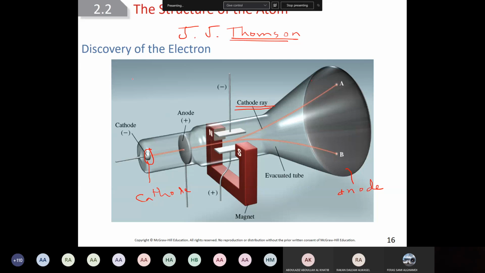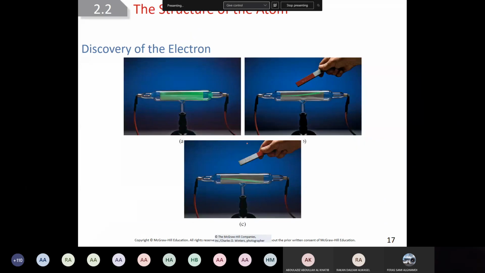So, you know what's the meaning of evacuated? Evacuated means nothing inside, no air at all. Evacuated, evacuation. All right? So even though there shouldn't be anything in this tube, he found something is moving. And that's the experiment.